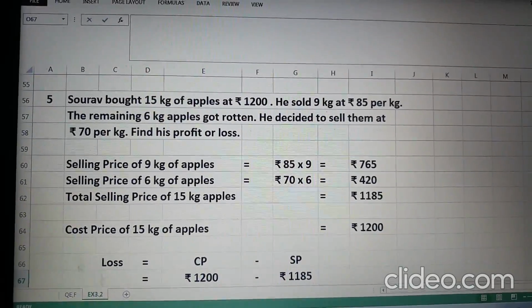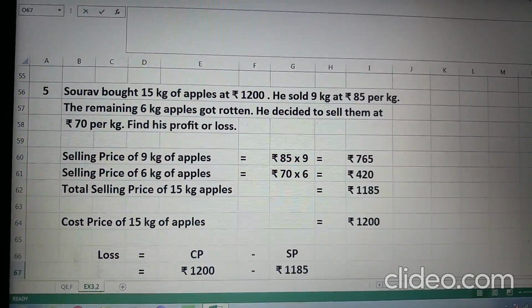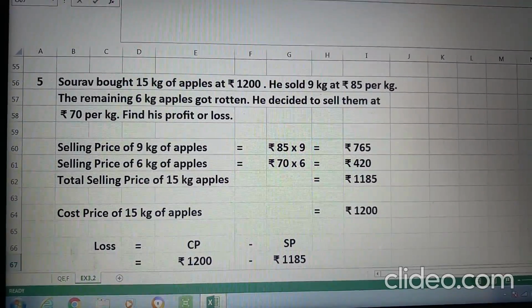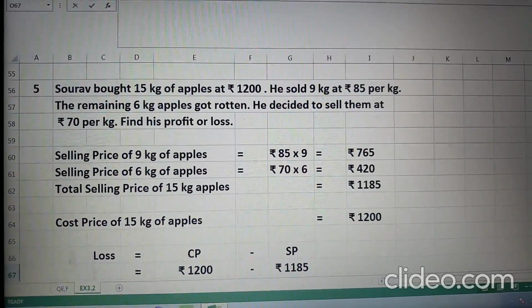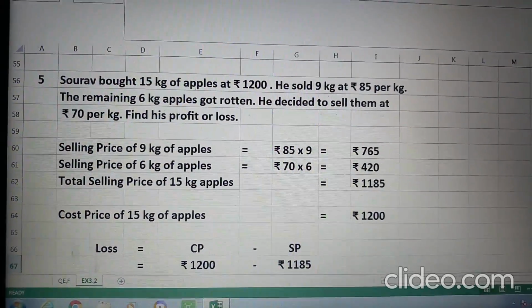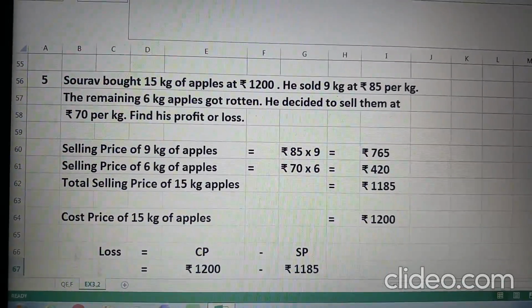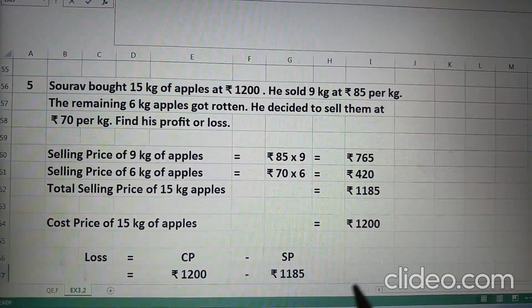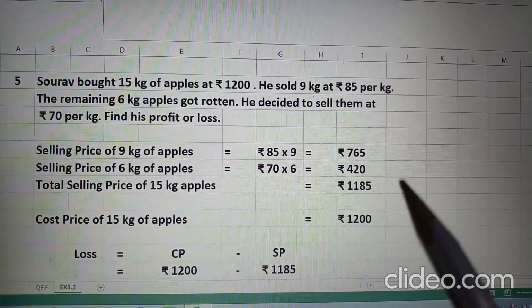And the remaining 6 kg apples were rotten. Rotten means खराब हो गए. So he decided to sell them at rupees 70 per kg. उन 6 kg apples को उसने 70 per kg पे sell किया. Find his profit or loss. उसका profit या loss find out करेंगे. Now how to do? Selling price of 9 kg of apples is rupees 85 into 9 equal to rupees 765.